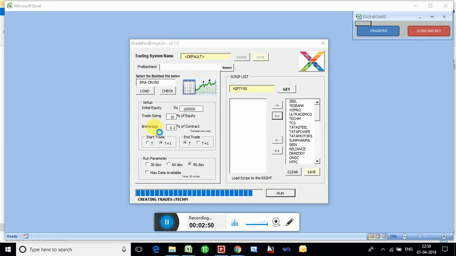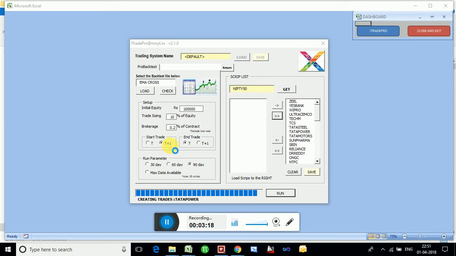Then you need to specify some brokerage. Here I've taken 0.2%, and you need to be sure that this is two-way, buying and selling, right? So next is start trade and end trade. All this system is for swing trades. So I want, when I come back home in the evening and I run this screener, I should get the trades. So that means when at day T I have got a trade, I'm going to initiate it the next day. So this is T plus 1.